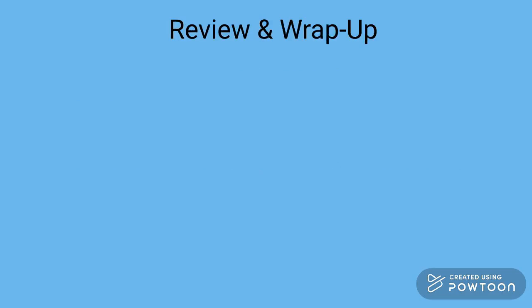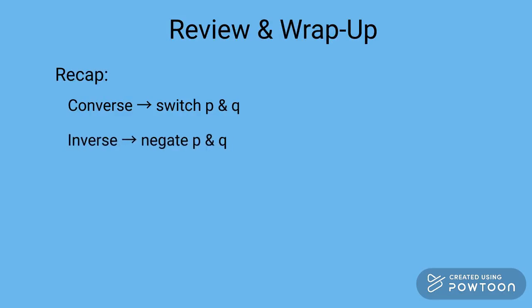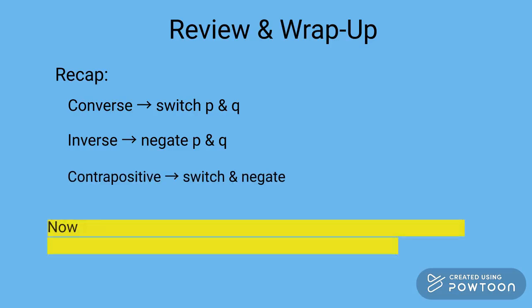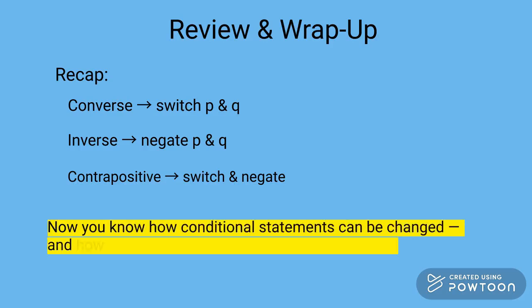Review and wrap up. Recap. For the converse, switch P and Q. For the inverse, negate P and Q. For the contrapositive, switch and negate. Now you know how conditional statements can be changed and how each new form tells us something different.